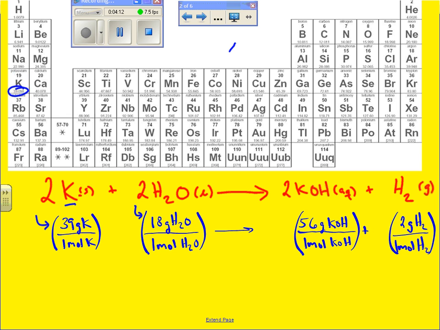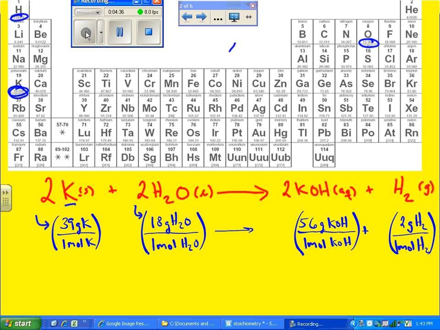Potassium hydroxide, a little bit of work with the periodic table would show us that 56 would do it, right? 39 plus 16 plus 1 would give me 56, and then H2, 2 grams of H2 per mole of H2. So that's what we have in blue, the molar mass of our compounds involved. What I want to do next is a quick exercise to show you that if we have a balanced chemical equation and we have our molar masses right, the law of conservation of mass should show up. So let's go ahead and do this.